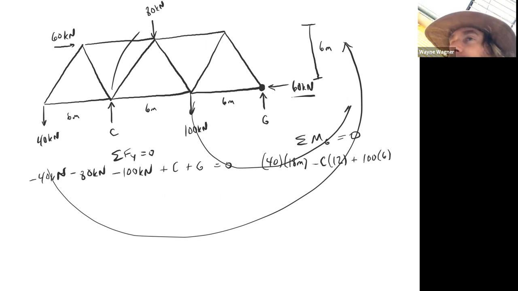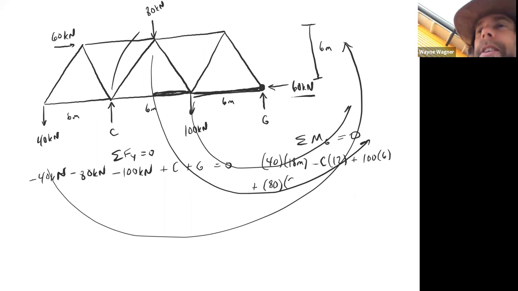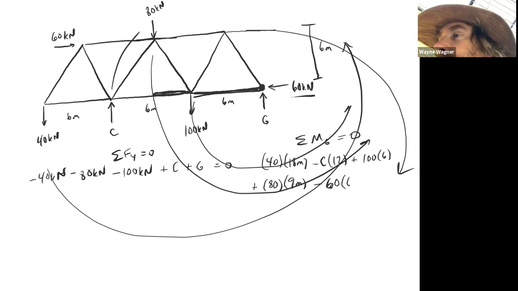Then we're going to deal with this 80. Okay, so 80 is going to cause things to go this way. So is that a negative? No, it's a positive 80 plus 80. And this is going to be 9 meters. And then we've got 60 kilonewtons right here coming through. So it's going to have a 6 meter thing, and it's going to cause things to spin this way. So that's going to be a negative 60 times 6 meters. And that's going to all add up to 0.